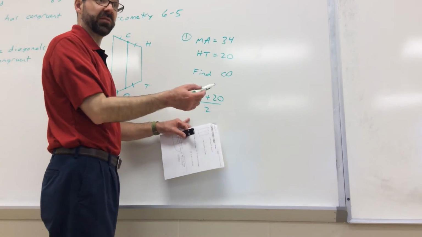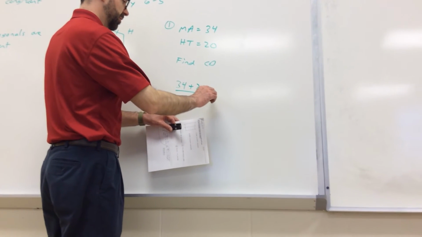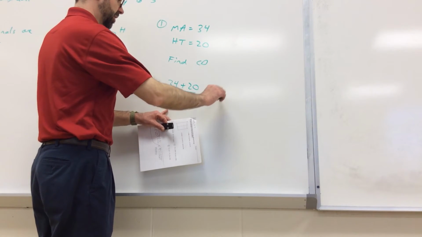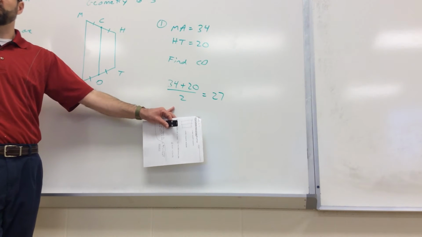Okay, so 34 plus 20 is 54. And then divided by 2 is 27. So Emma was correct. Yep.